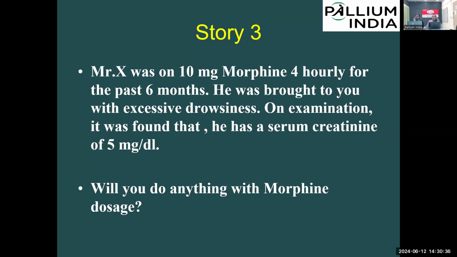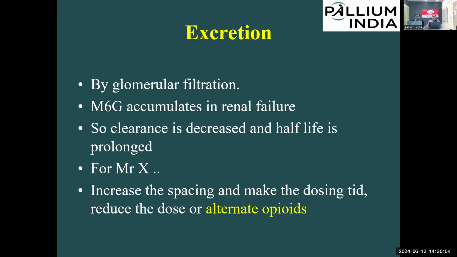To understand that more, we'll have to learn about the excretion of morphine from the body. We just went through the absorption. We also learned about the metabolism. Now the metabolites are in the systemic circulation. How is the excretion happening for morphine? Morphine is excreted by glomerular filtration. So excretion is through the kidney.